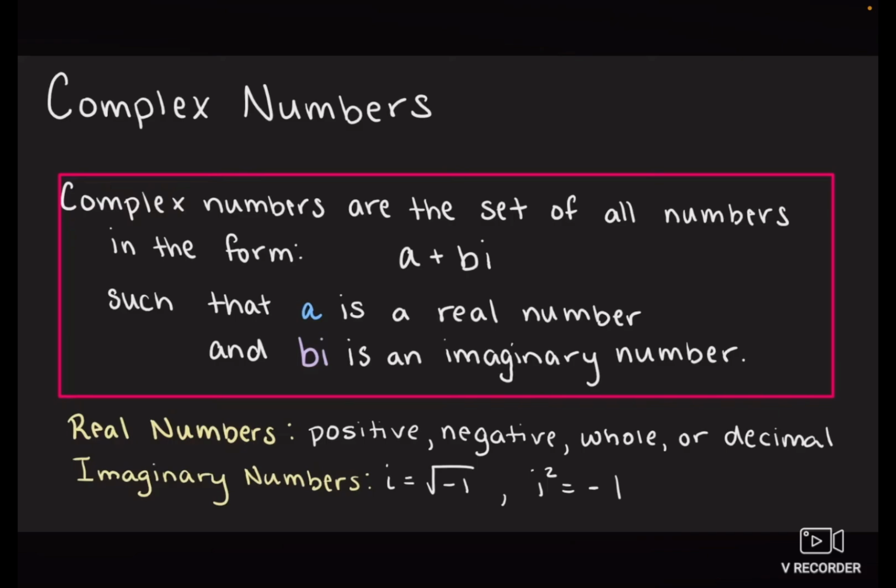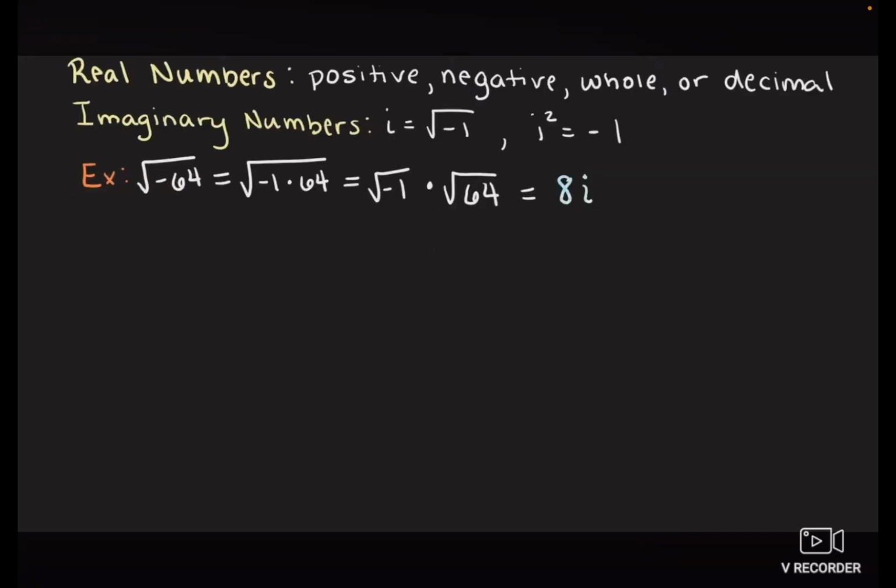to minus 1. An example of an imaginary number is the square root of negative 64, which is equal to the square root of negative 1 times 64, which is equal to the square root of negative 1 times the square root of 64. The square root of 64 is 8 and the square root of minus 1 is i. Hence the answer is 8i.